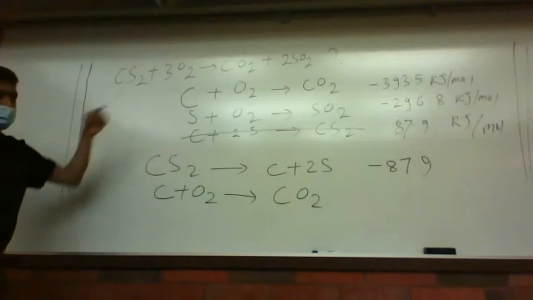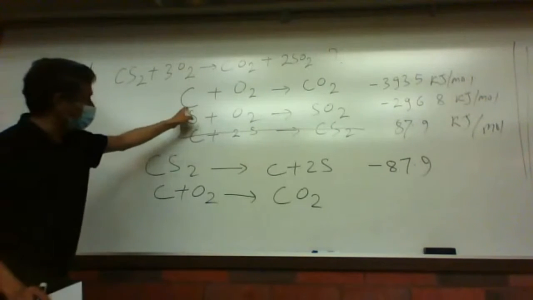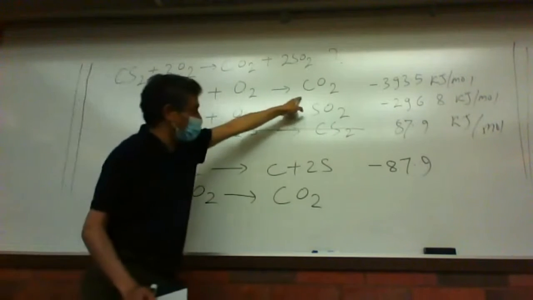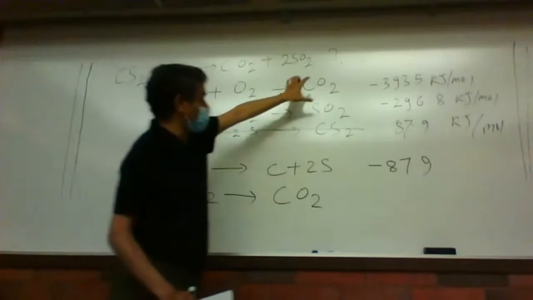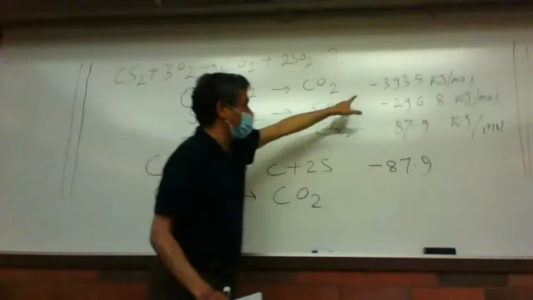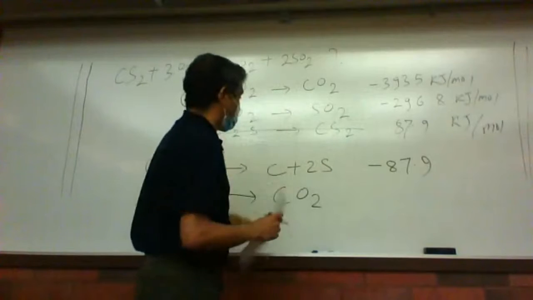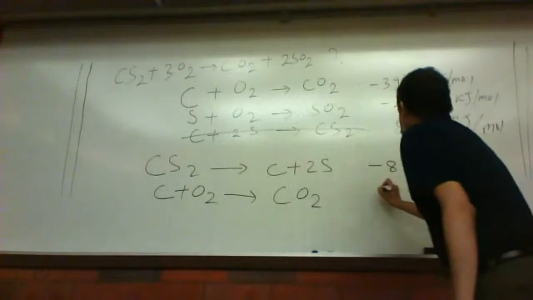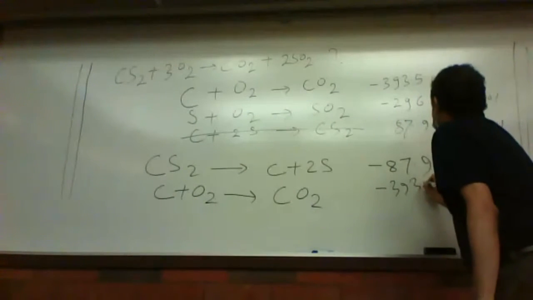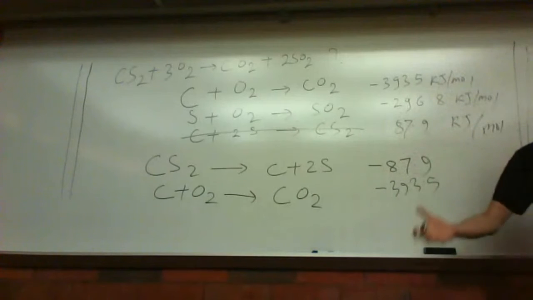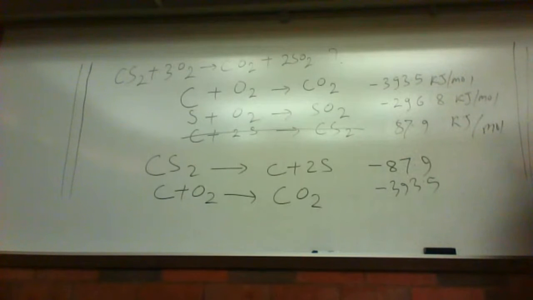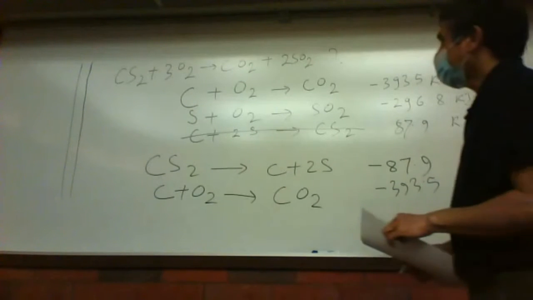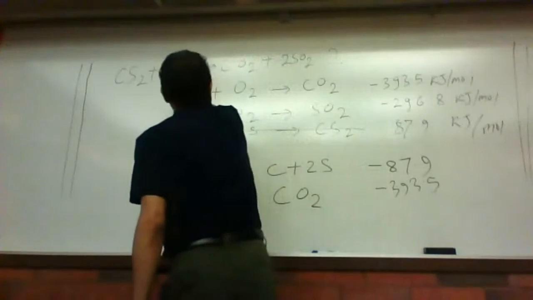Make sense? So I didn't flip this. It's just carbon, oxygen, carbon dioxide. If I had flipped it, I would put a plus here. But I just copied that one, so this is just minus 393.5, because I'm just copying and putting it there. I didn't flip. If I had flipped the reaction, I would change minus to plus, plus to minus. Now I'm done with this one.